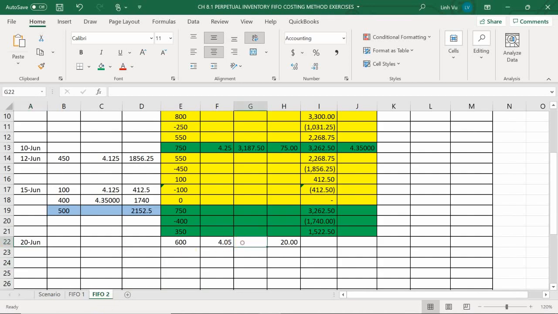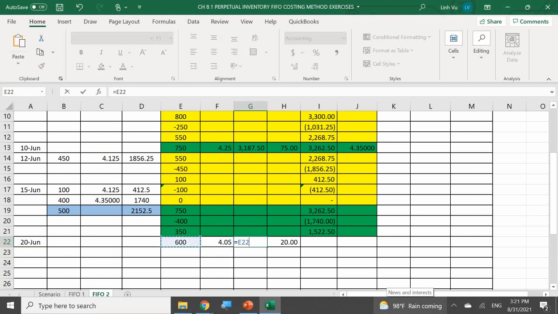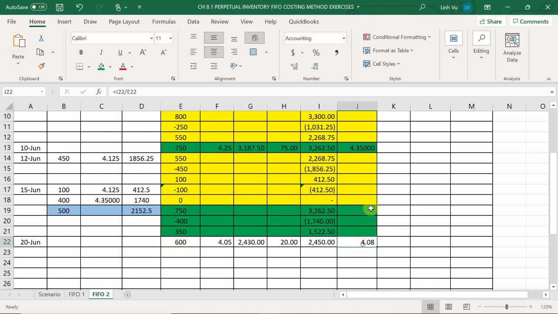Okay. So what's my purchase price going to be here? $2,430. 2,430 plus 20, 2,450. 2,450, bringing my cost per item to be $4.083. Okay. So it's going to be 3333333 going all the way down.